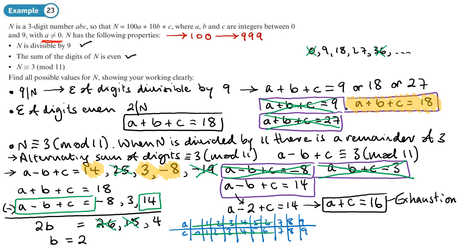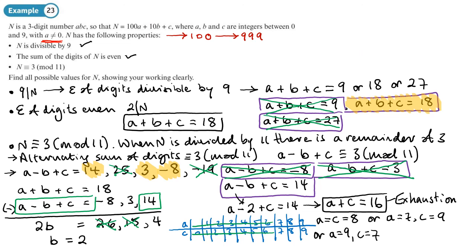Now the pairs that are going to add up to 16 is if a and c are both 8, or when a is 7, c is 9, or the other way around, or when a is 9 and c is 7. So now we have the possible values for n, and what we'll do is we'll write those possible values of n up here. Possible values of n.